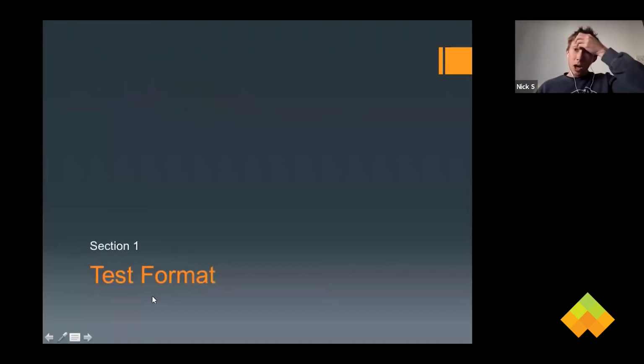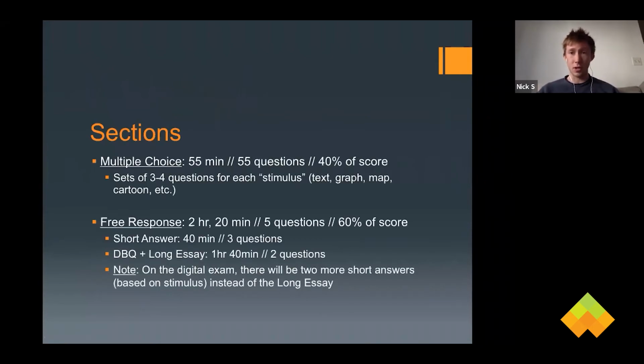So I'm going to start off with just the overall test format here. If this is not your first AP exam, this will probably be familiar to you. The sort of overall look and feel of how this is broken up, particularly among the humanities exams, where you start out with a group of multiple choice questions, then you move on to the free response portion. A couple notes for you guys. I'm going to be covering both the paper and the digital versions.